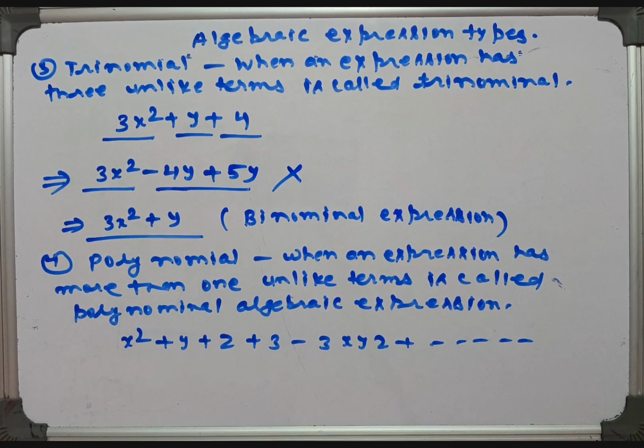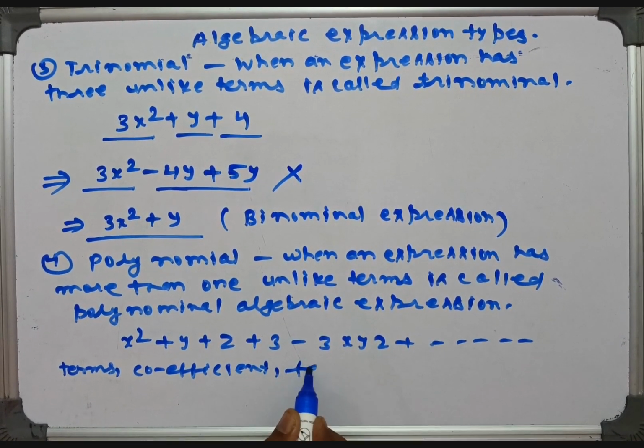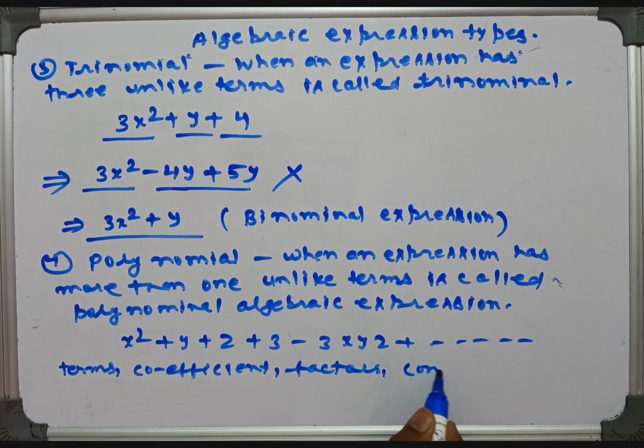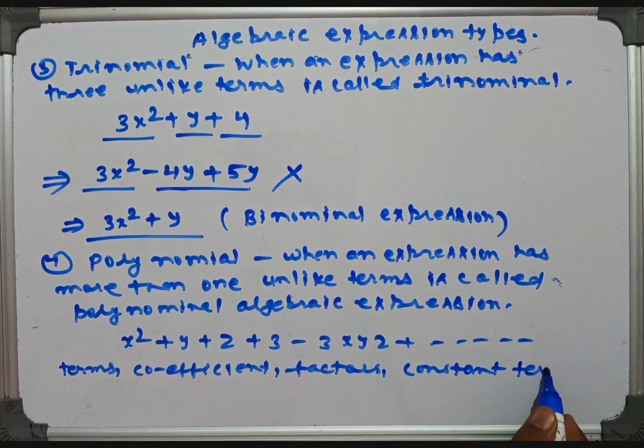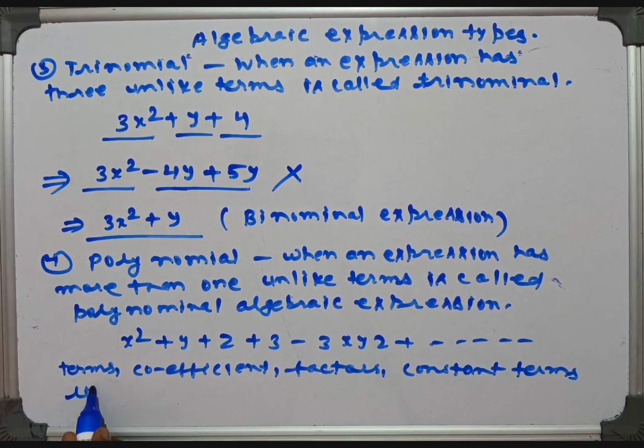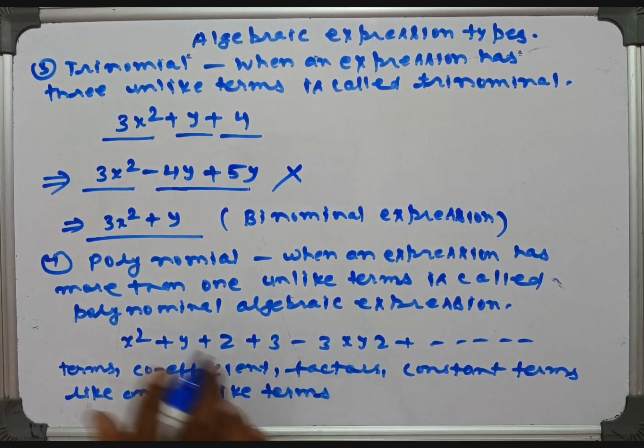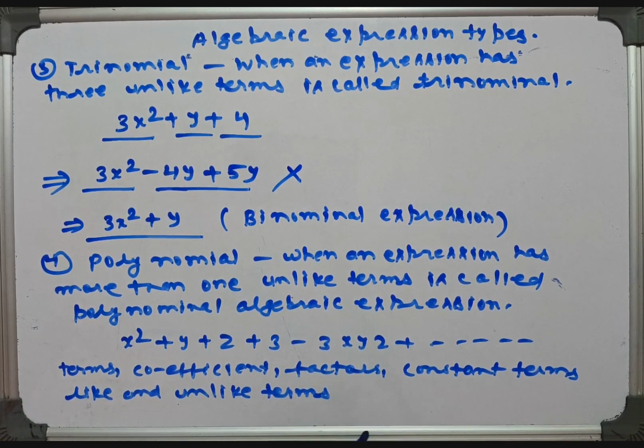Now guys, till now we have read terms, coefficient, factors, constant term, like and unlike terms, and various algebraic expressions. Now using all these things we will see some examples.